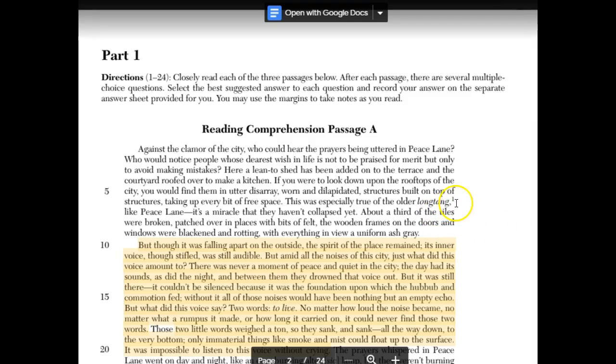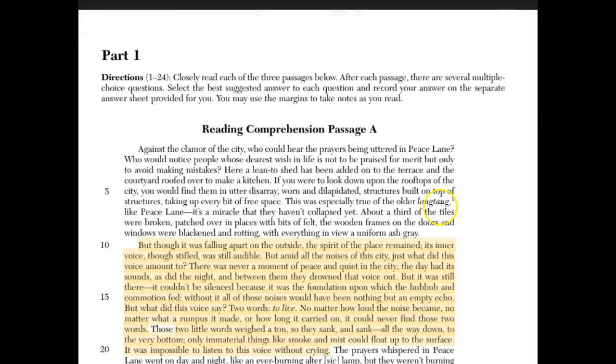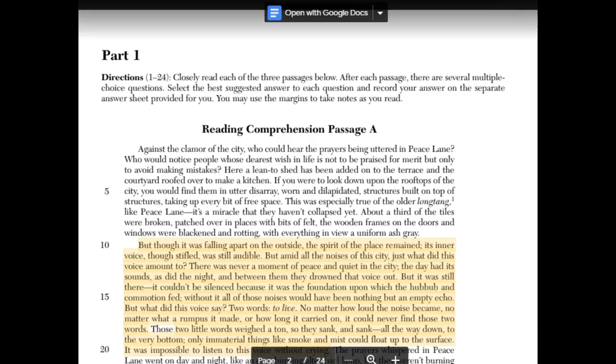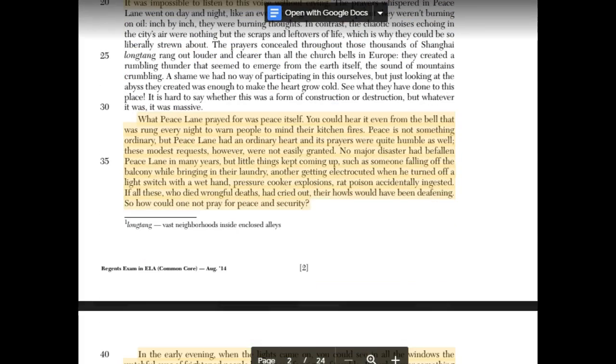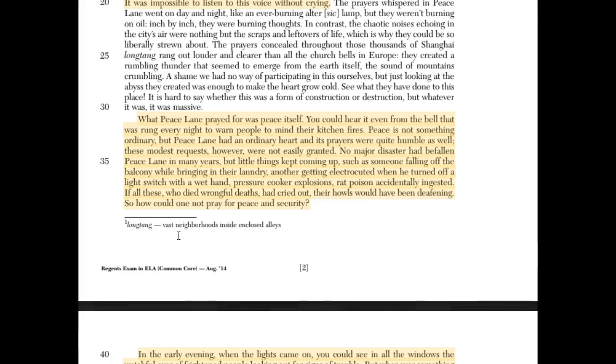So if I see here there's a number 1 next to this word, that tells me at the bottom of the page, it's going to give me longtang. It's going to tell me what that word means. So that is the name, that's what they call vast neighborhoods inside enclosed alleys. So it's important that I know longtang means a neighborhood.